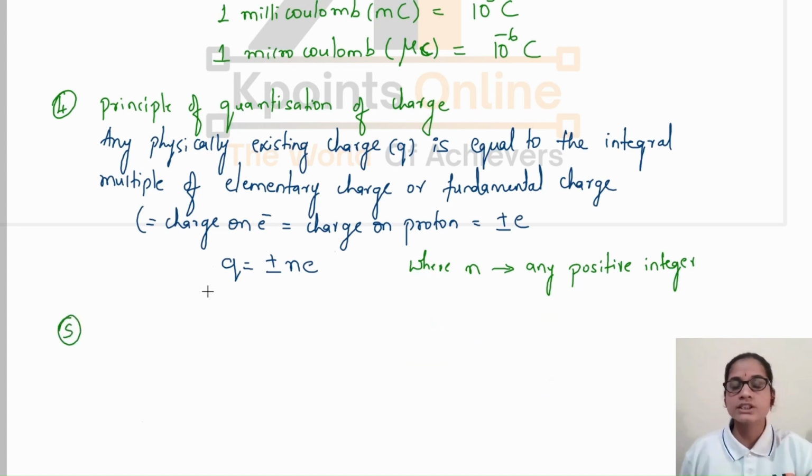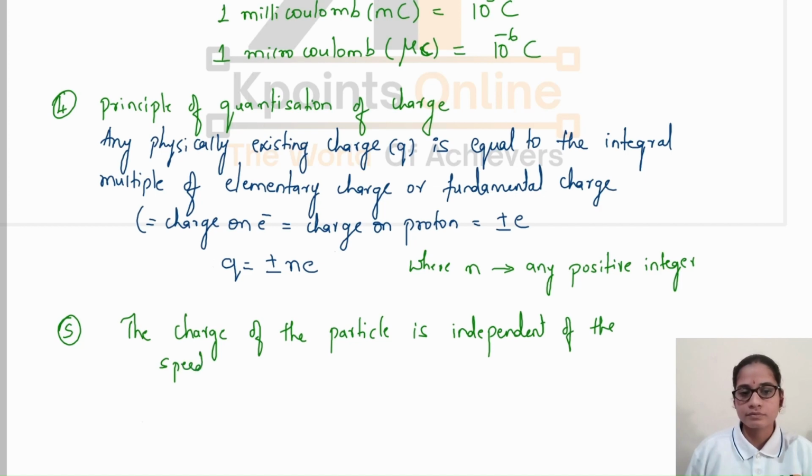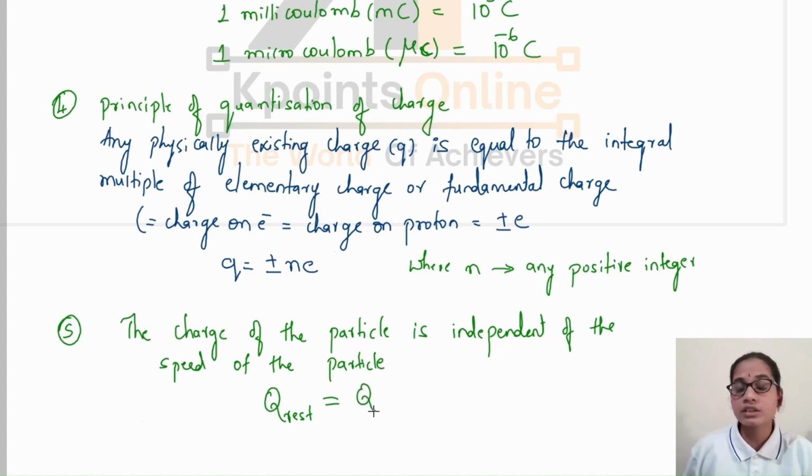The next property is that the charge on the particle is independent of the speed of the particle. For example, if the charge is at rest, then it will have the same charge as that of the charge if it is in motion. This charge, when it is at rest, has the same value, and also when it is in motion, it will have the same value.